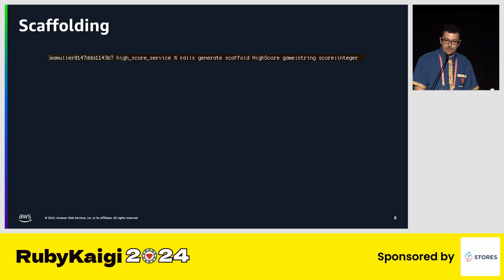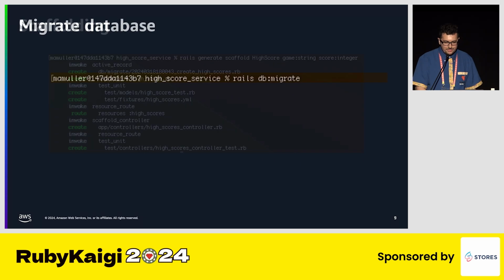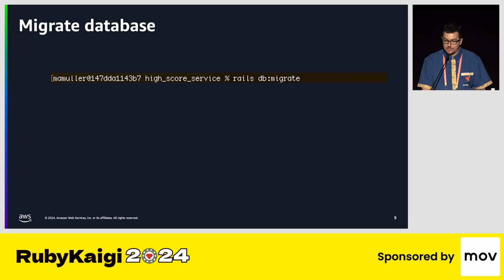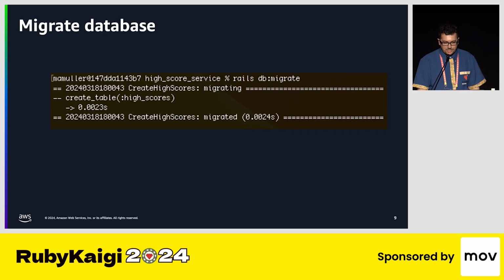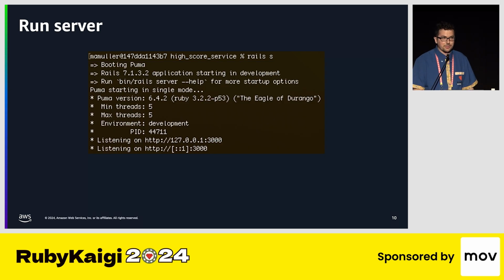Next, we generate the high-score model using a scaffold. Here, I specify a game field as a string and a score field as an integer. This creates a route, a controller, a model, etc., everything you need for a high-score entry. Next, we migrate the database with the db:migrate command. This essentially adds the columns to the database for our new model. This is all standard for Rails applications. Finally, we run the server with rails s. This starts the service on the localhost endpoint.